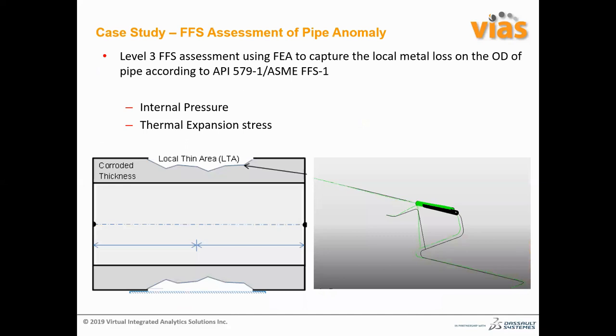This is an example of a piping system where there was a concern at the support area for a locally thin profile. What we have done is a combination of beam elements as well as 3D elements. At the locally thinned area, we have used 3D elements, and we have put in the profile that has been measured from the field. Then we took the entire piping system and did an analysis using thermal expansion and internal pressure. So here you can combine.